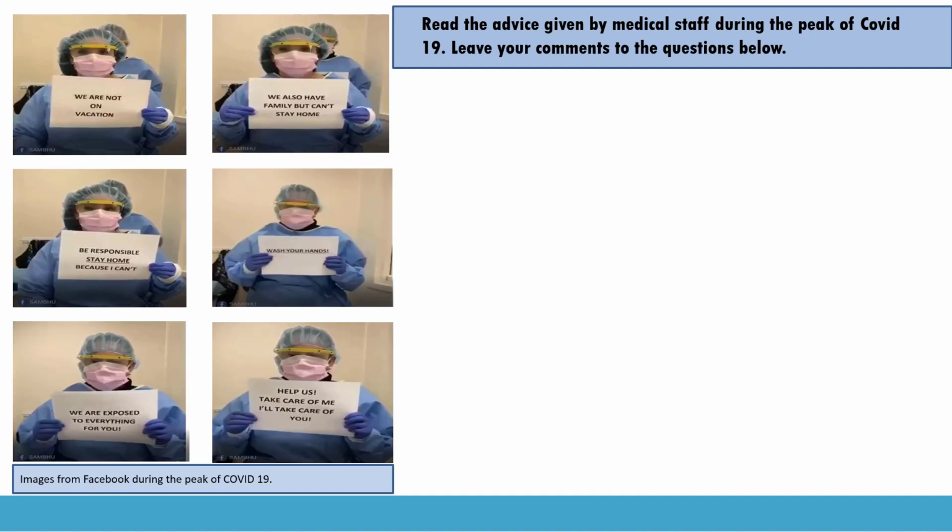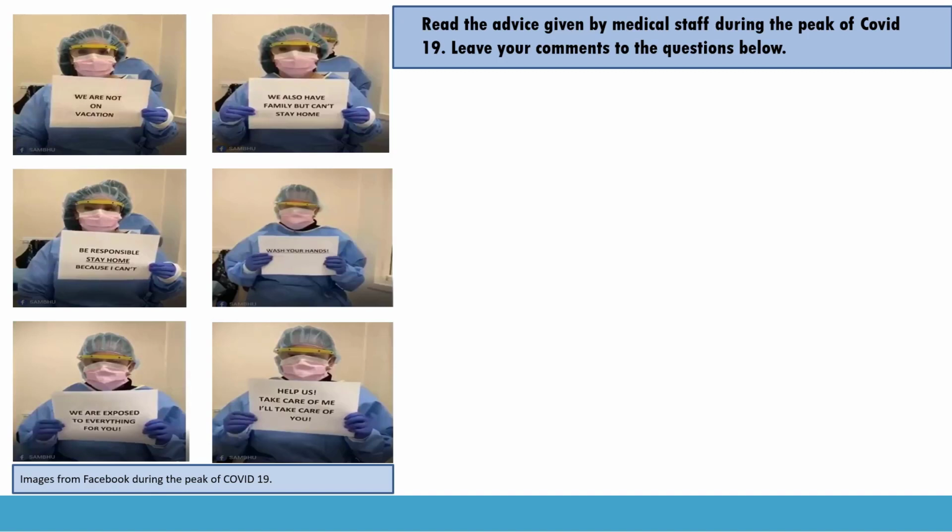Okay, so we are exposed to everything for you. So these were the real heroes, really, working almost so many hours just so that we could be protected. They were exposing themselves to everything for us, okay? So they're real heroes, key workers. Medical staff are key workers, and during the peak of the COVID-19, they really shone through. They really showed the world what their role is as in their jobs, okay?